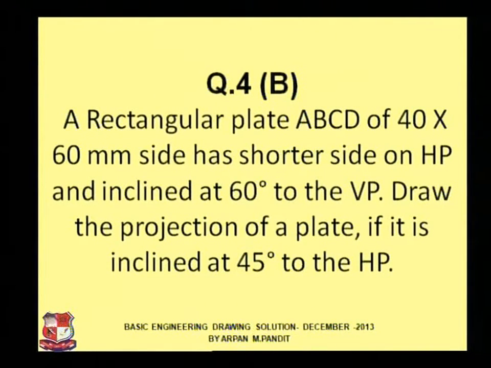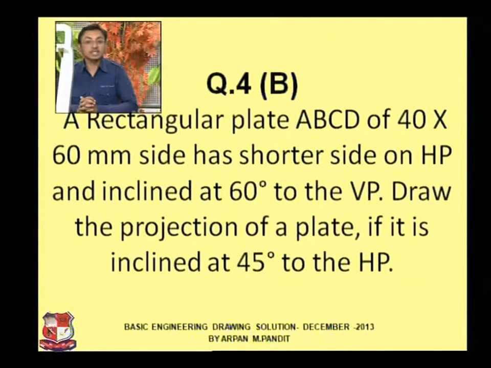The next problem is about projections of a plane. It has been said that a rectangular plate ABCD of 40 by 60 has its shorter side on HP and is inclined at 60 degrees to the VP. Draw its projection if it is inclined at 45 degrees to the HP. In this, a 40 by 60 rectangular plate is there, its angle with VP is given as 60 degrees and its angle with HP is given as 45 degrees.